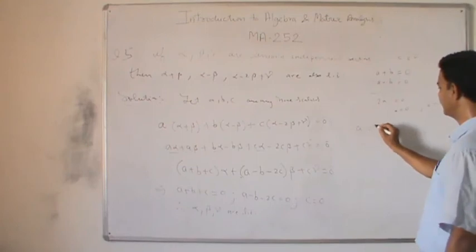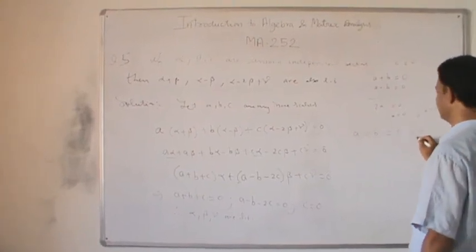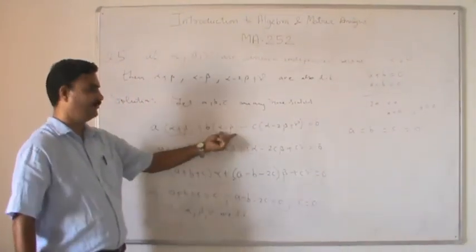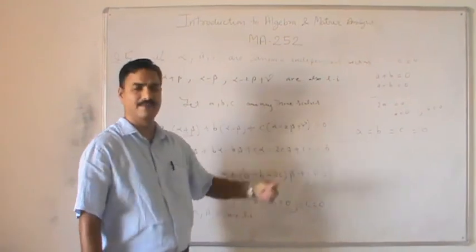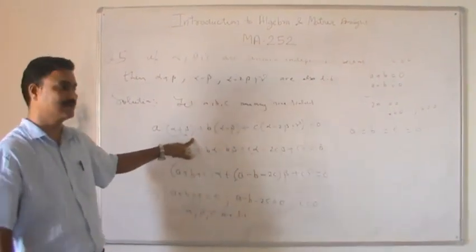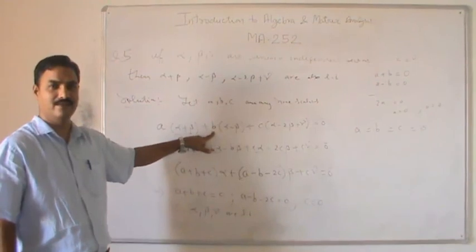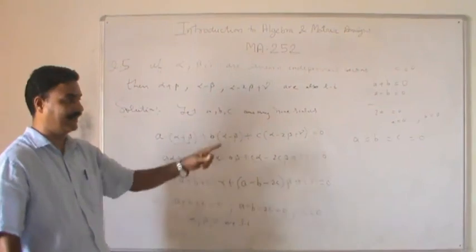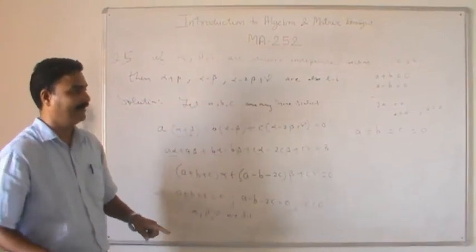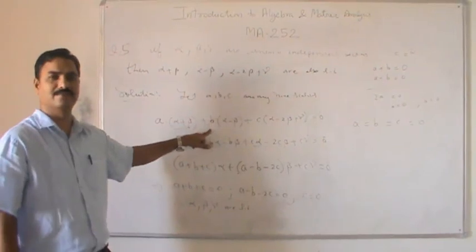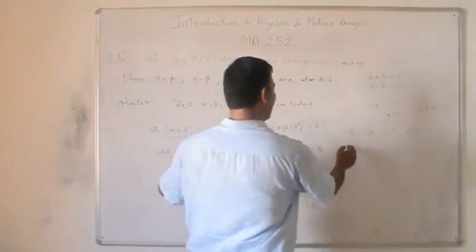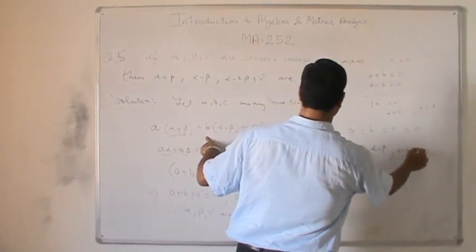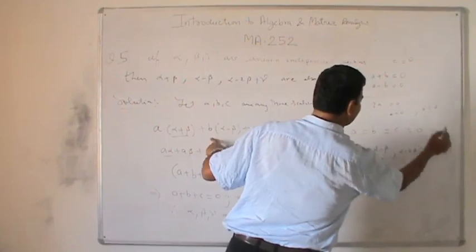So, as all three scalars A, B and C are individually 0, this shows that these three vectors, alpha plus beta, alpha minus beta and alpha minus 2 beta plus gamma, are clearly linearly independent, because we assumed three scalars A, B, C in the linear combination of these three vectors and we put them equal to 0 vector and finally we conclude all scalars are 0. And whenever all scalars are 0, the set of vectors becomes linearly independent. So alpha plus beta, alpha minus beta and alpha minus 2 beta plus gamma are a linearly independent set of vectors.